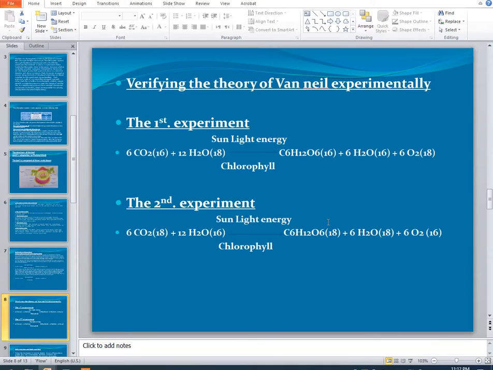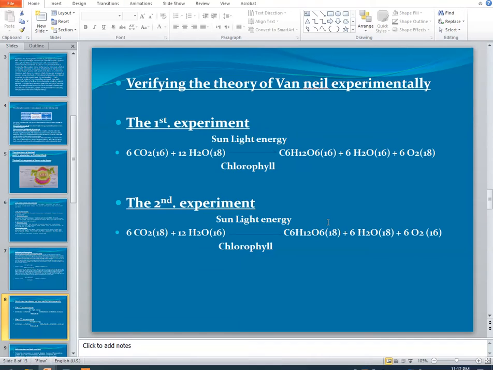By absorbing sunlight energy, chlorophyll releases glucose sugar and 6 molecules of water, and releases the oxygen. The oxygen released carries the isotope 18, not 16, so we can conclude that the source of oxygen is water.